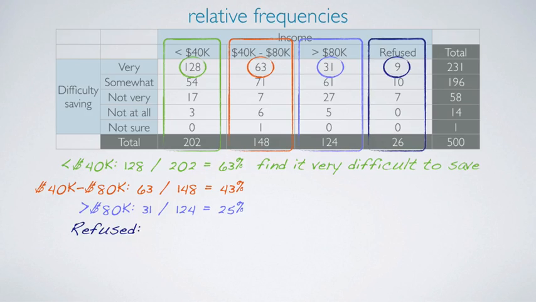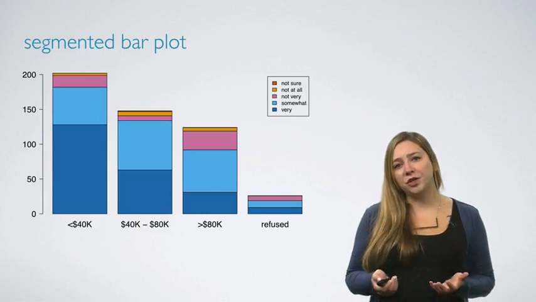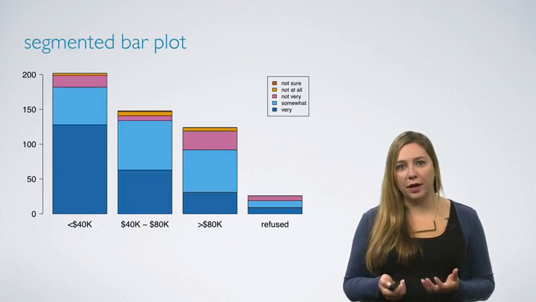9 out of 26, or 35% of those, also think it's very difficult to save money. Since the percentage of those who think it's very difficult to save money varies greatly among the different income categories, these data suggest that the two variables under consideration, feelings about difficulty of saving money and income, are associated, in other words, dependent. An obvious choice for visualizing two categorical variables is a segmented bar plot.